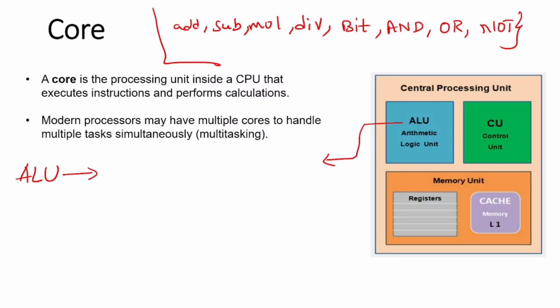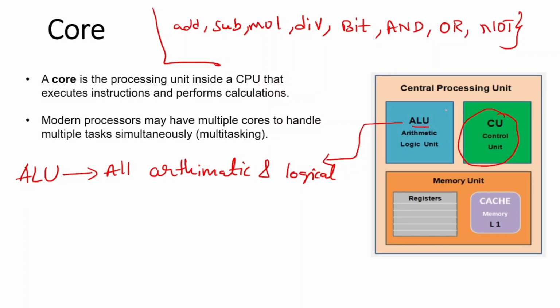There is a core inside the processor, that is the actual processing unit. Inside the core there is also a unit called ALU, which will do all the arithmetic and logical operations. Okay, now it will perform all arithmetic and logical operations. Now what about the control unit?